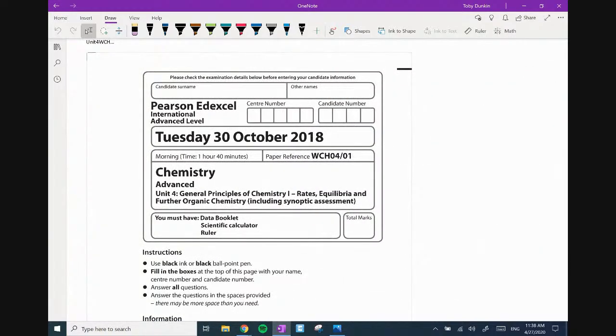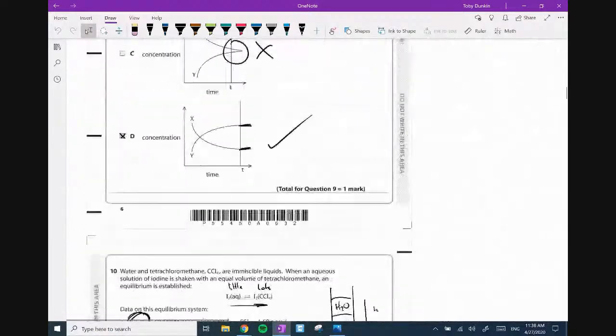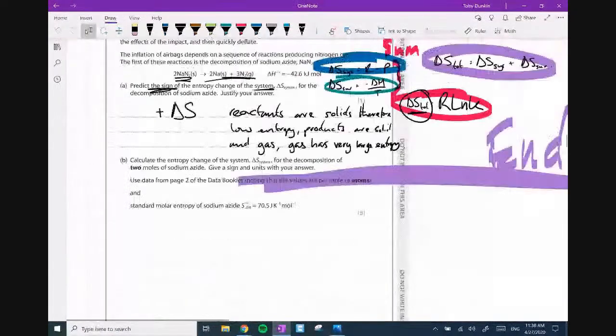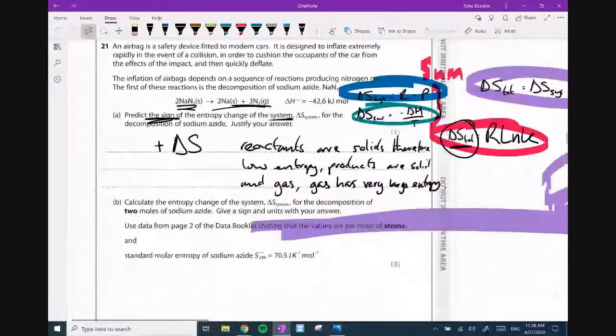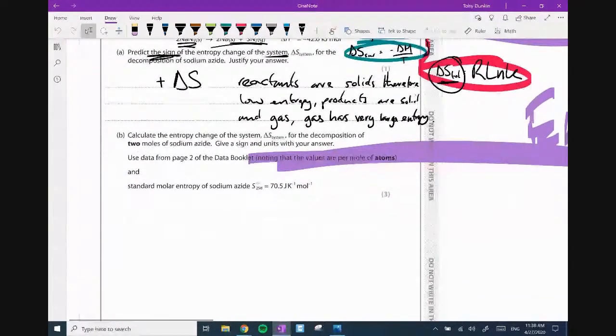Right, this is the paper we were doing. We were working through October 2018, paper 4. Managed to get through all of the multiple choice and onto the long answer. Okay, right. This is where we got up to. Predict the sign of the entropy, decomposition, justify your answers. Good. So, calculate the entropy change of the system for the decomposition of 2 moles of sodium azide, give the sign and units with your answers, use the data from page 2 of your booklets.